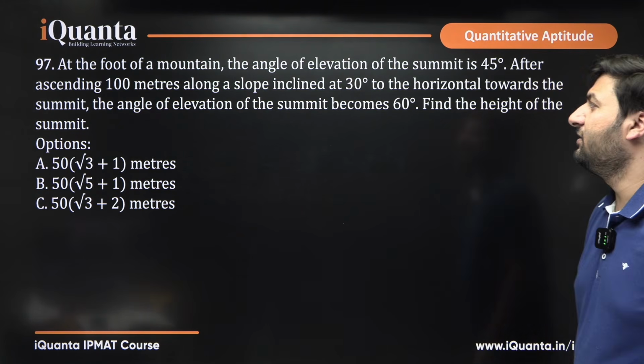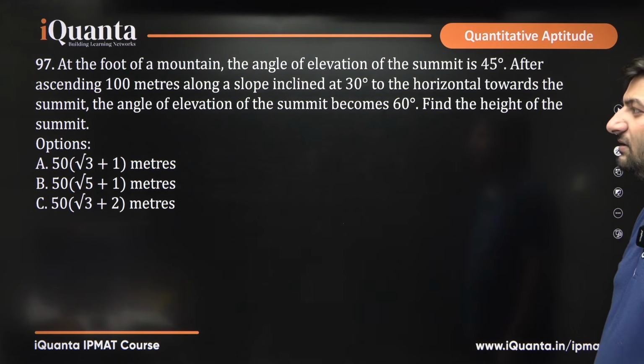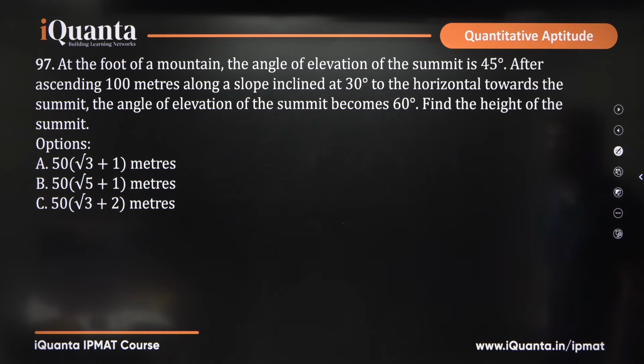At the foot of a mountain, the angle of elevation of the summit is 45 degree. After ascending 100 meters along a slope inclined at 30 degree to the horizontal towards the summit, the angle of elevation of the summit becomes 60 degree. Find the height of the summit.